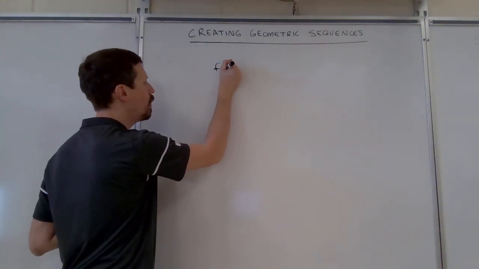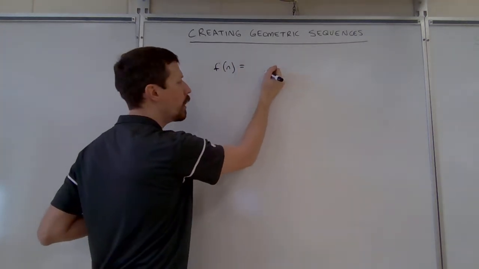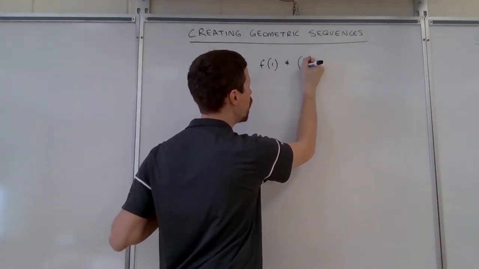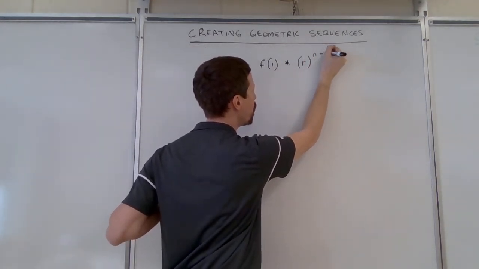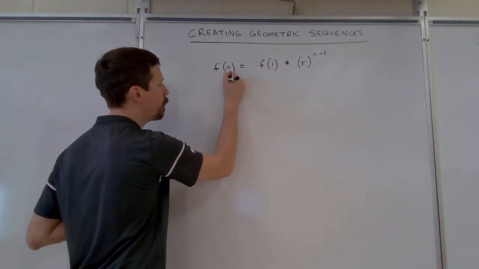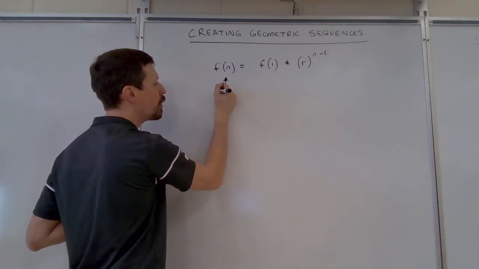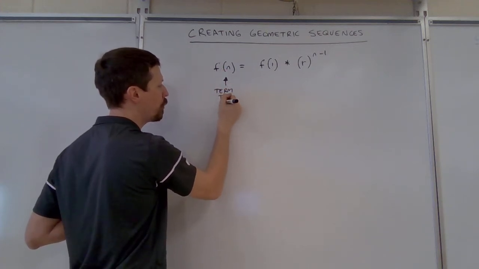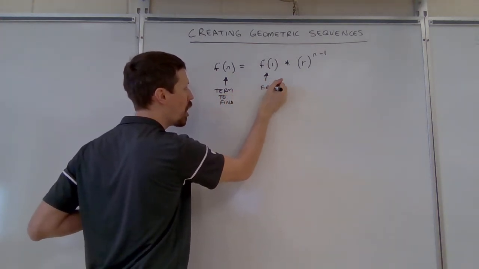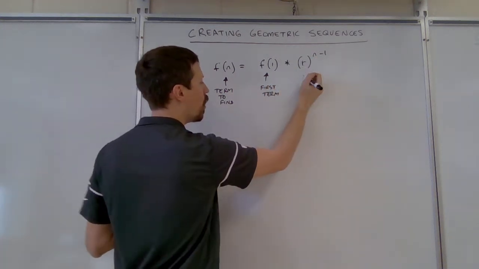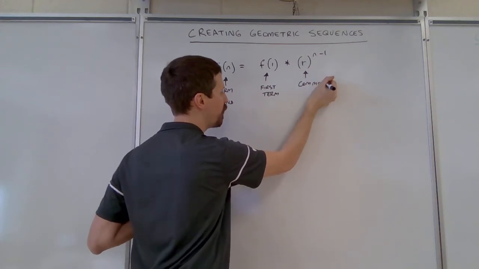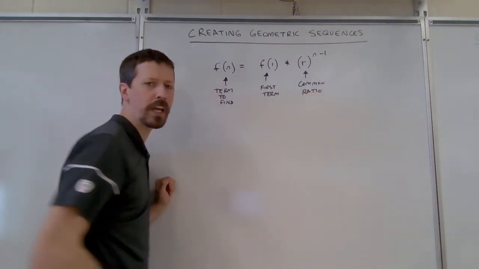So I've got f of n equals f of 1 times r raised to the power of n minus 1. All right, so we've got a lot going on there. I'm going to go and label this. I know we did it before, but I'd still like to go and label it again. F of n, that's the term defined. All right, that's the one that we're trying to find. F of 1, that's my first term. And then r, n minus 1, remember r is going to be our common ratio.